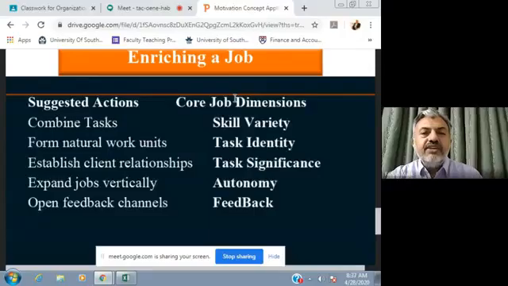Establish client relationships. This is a suggested action to enrich a job. Whenever two people interact, they are taken away from the monotonous routine that they were following, and they feel good, and they discuss different things, and it takes their mind off the robotic type of job that they were doing throughout the day. Expand job vertically.